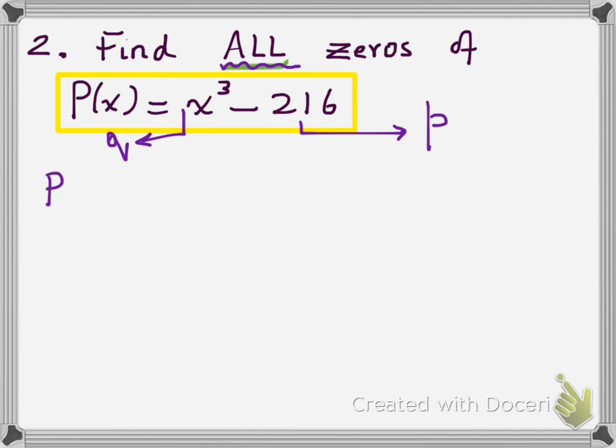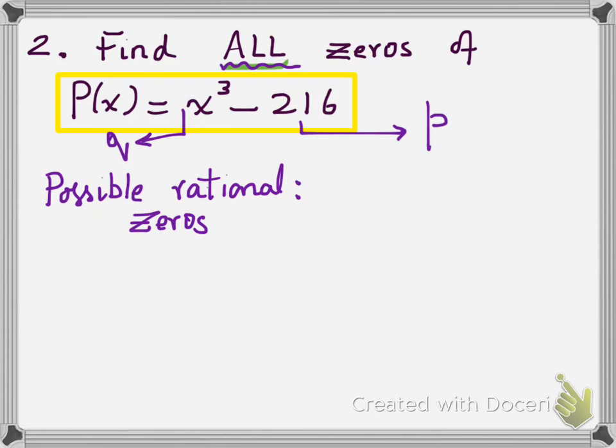So the possible rational zeros, as you may already know, are of the form factors of p over q, which makes it plus or minus 1, plus or minus 6, and a few more. The factors of q, however, is just plus or minus 1.